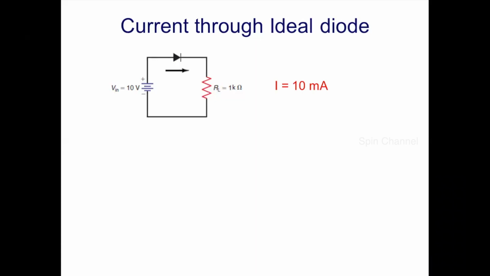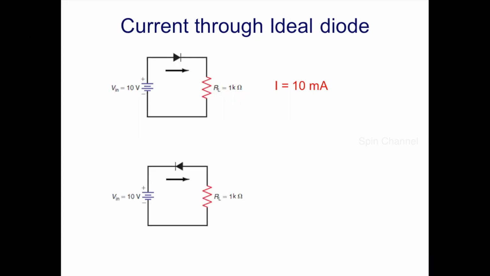Now let us find the current through the circuit. The applied voltage V in is 10 volt, and the resistance involved is 1 kilo ohm. Now what is the current through the diode, and what is the drop across the diode? The current through the diode is found by V by R. So 10 volt divided by 1 kilo ohm. So the current will be equal to 10 milliampere. Now what is the voltage? The diode is forward biased, so it offers 0 resistance. The drop across the diode will be 0.